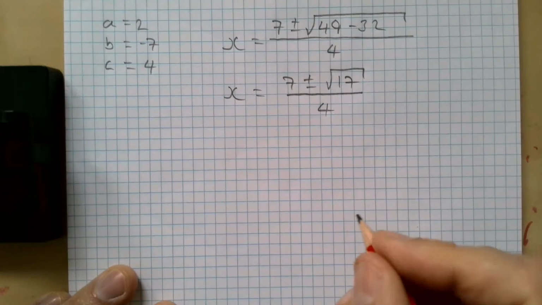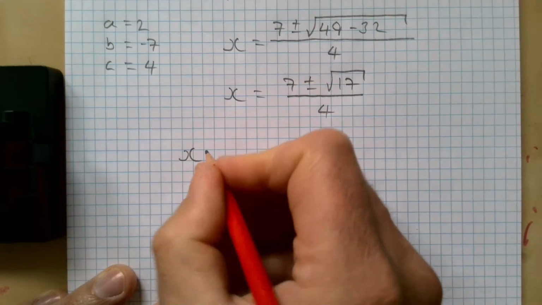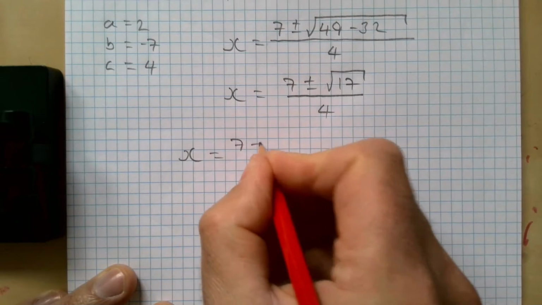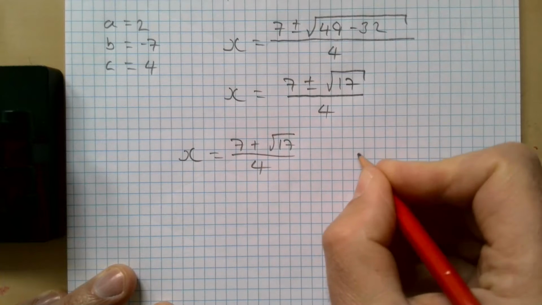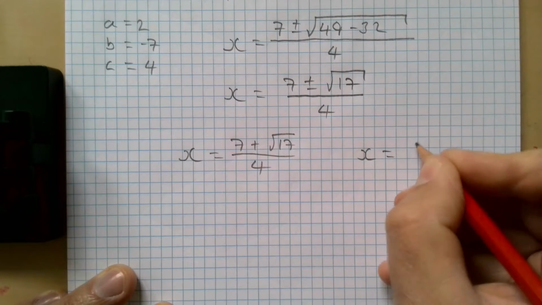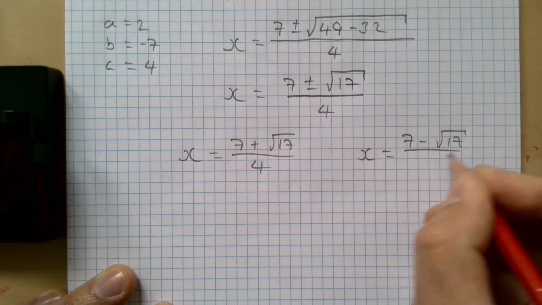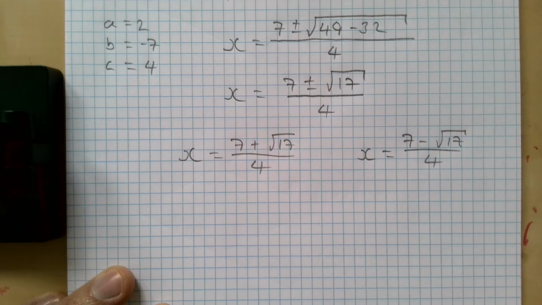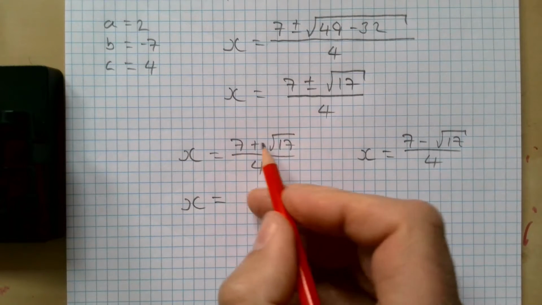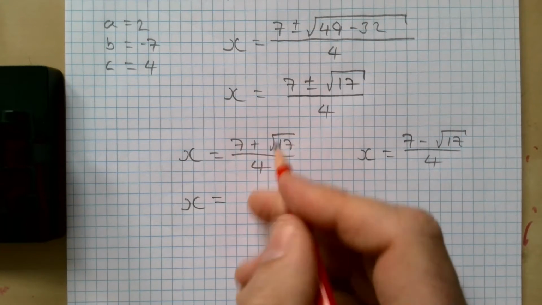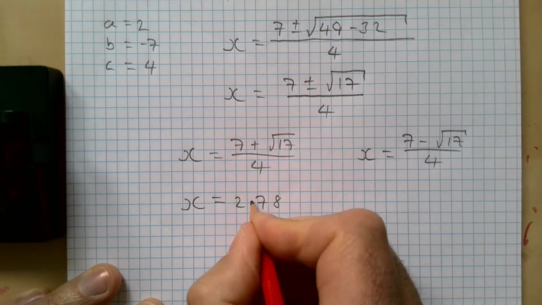At this stage I would split it up. There's a plus and a minus here, and that means you split them up. One of them's a plus. This gives us our two answers: x equals 7 plus root 17 over 4, and then x equals 7 minus root 17 over 4. You put that in your calculator, 7 plus the square root of 17, then divide by 4. Careful of that, again, people make mistakes here, but you should get 2.78.